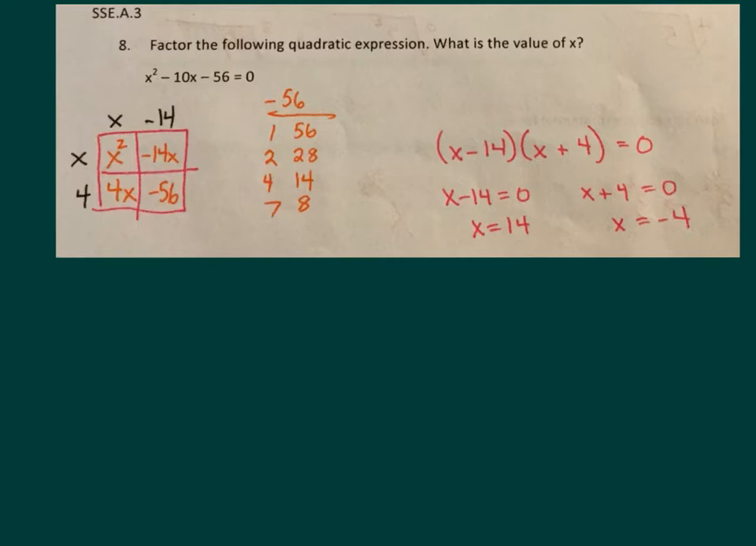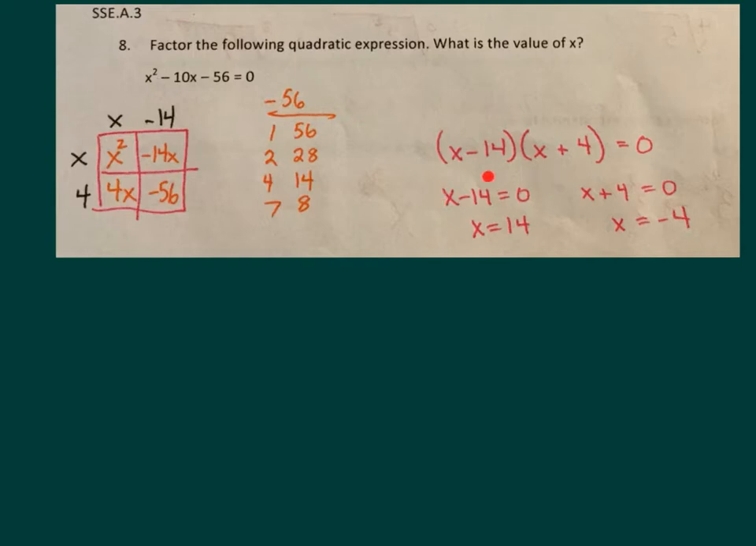So again, I use that box method, put my x squared there, the negative 56 there, listed out my factors of negative 56, knowing that one of them is negative, one of them is positive, but that could be switched. Looking for a 10 when I'm looking at the difference, which is why I chose a negative 14x and a positive 4x. Pulling out my greatest common factor of each column and each row, and I ended up with the factored form of x minus 14, x plus 4.